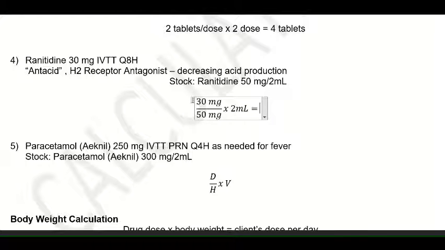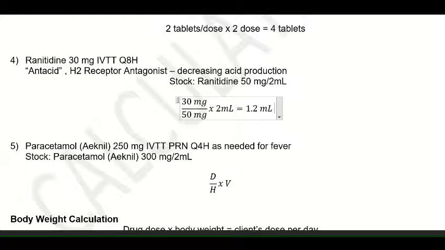Pick up your calculators and say 30 divided by 50 times 2 ml. That would give you 1.2 ml. Meaning, I will be using 1.2 ml of ranitidine for my patient every 8 hours. It's an ampule, so 1.2 ml.